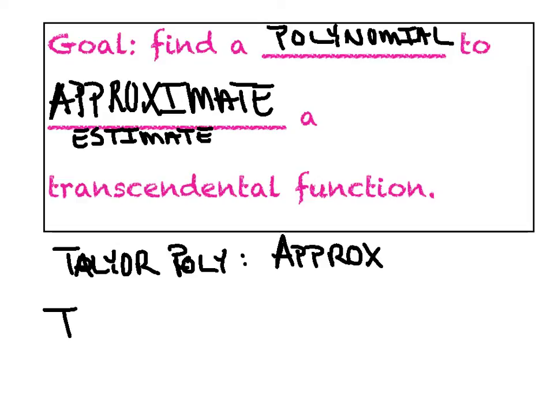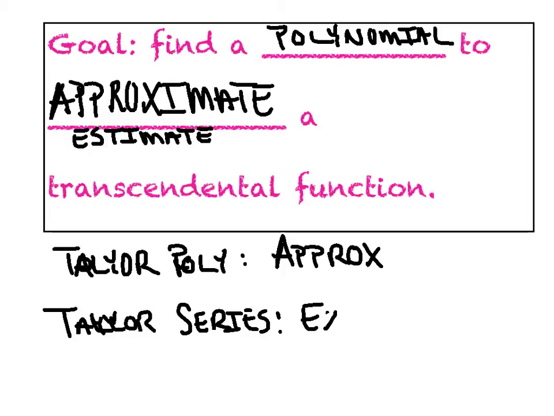And then we're going to graduate to a Taylor series, which means, did I spell that wrong? Oh, goodness gracious. Taylor series. Now that you have a Taylor series, it contains an infinite amount of terms, and now we have an exact match, a perfect match that matches our given function perfectly.